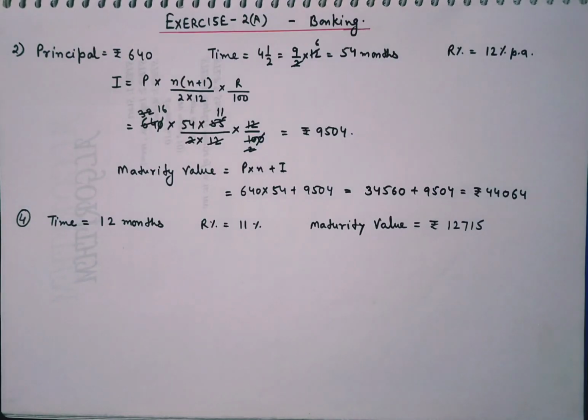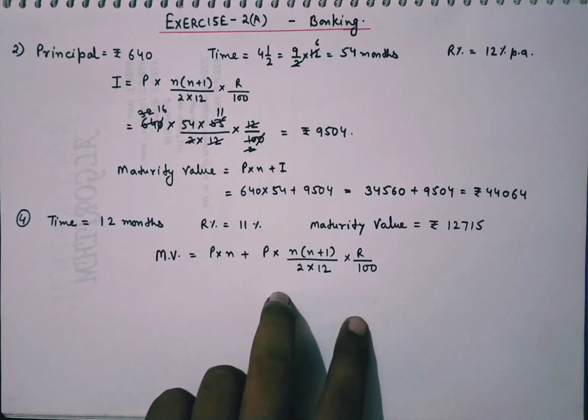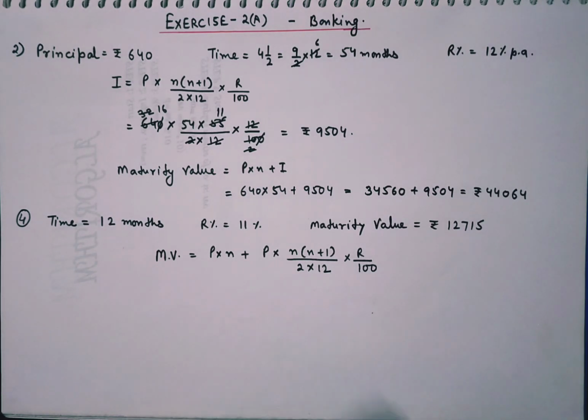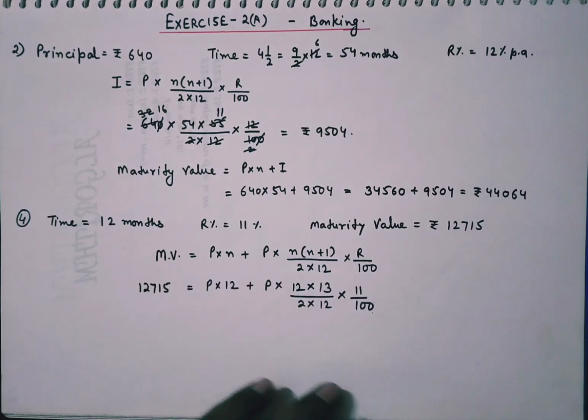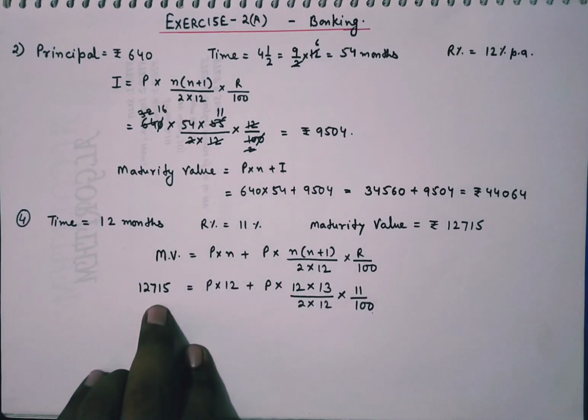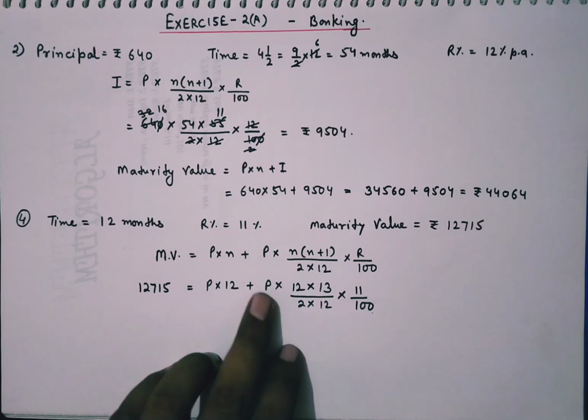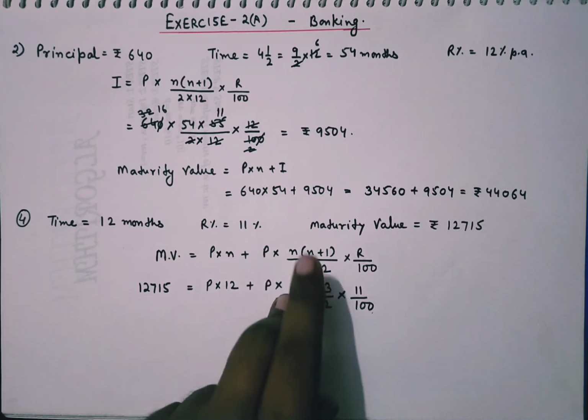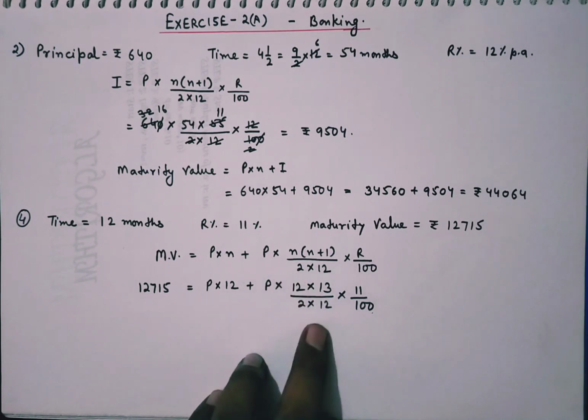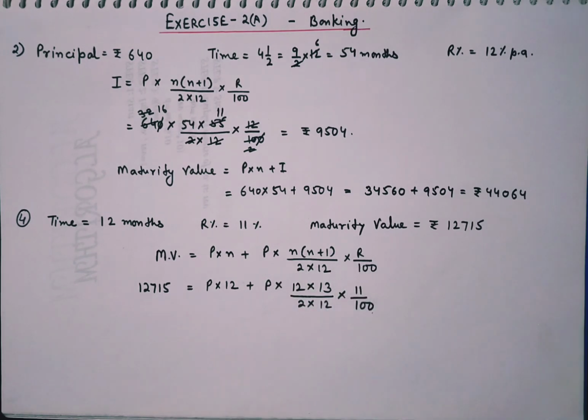Here in this question we have been provided with the time, rate and the maturity value. Now we are going to use the formula of the maturity value to start the question. Here we have this formula, MV equals P into N plus P into, this is the formula for the interest which we have placed in place of interest. Now we are going to place the values. Here we have placed the value of maturity value, N is 12, P just copied, again 12 into N plus 1, that is 13, then 2 into 12, and R is 11, so 11 upon 100.